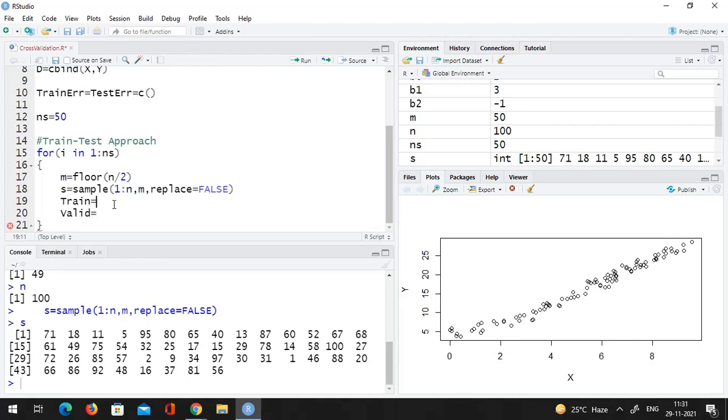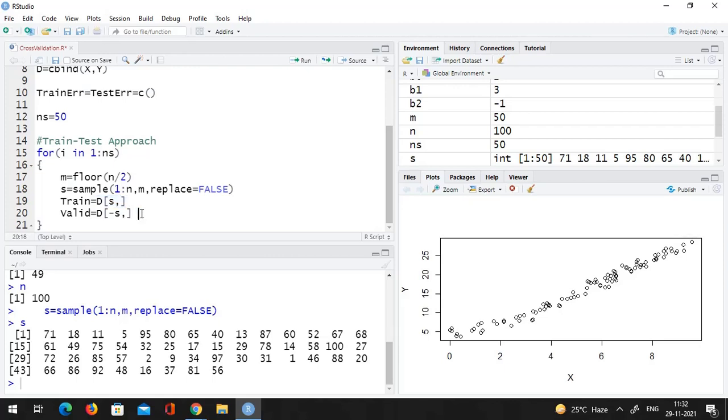so where was I? Yeah, so now I have to take those rows in the training sample and the remaining rows in the validation set. So minus s. Is it okay? The rows corresponding to the selected numbers, that is 71, 18, 11, etc. they are in the training sample, and all the rows other than those are in the validation set. Okay so far?